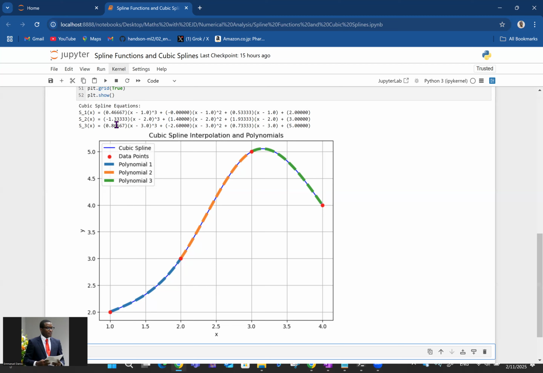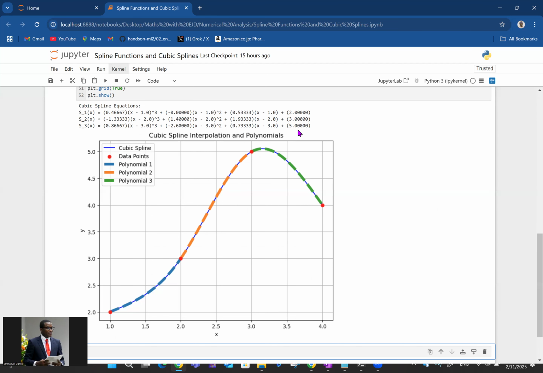So that means A2 is minus 4 over 3. That's minus 1.3333. Then B2 is actually 1.4. Then C2 is 1.9 over 3. Then D2 is 3. Then S3 is the cubic expression that fits the last part, now that green part. So that means that A3 is 0.867, then B3 is minus 2.6, C3 is 0.733, and D3 is 5.